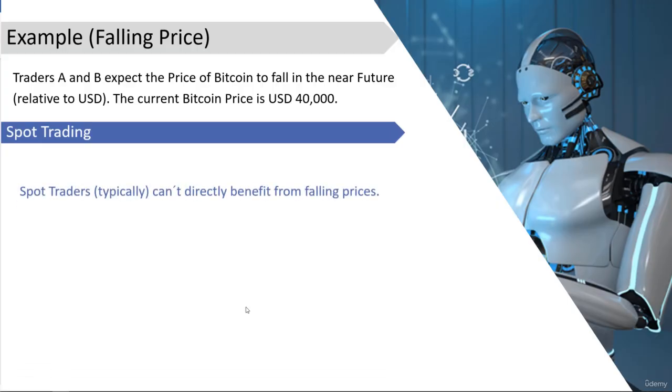Typically, spot traders can't directly benefit from falling prices. But yes, if a spot trader already owns the asset, he or she can sell the asset to avoid losses if the price goes down. But a spot trader can't generate direct profits with falling prices. And if the spot trader doesn't own the asset, then he or she can't benefit at all from falling prices.